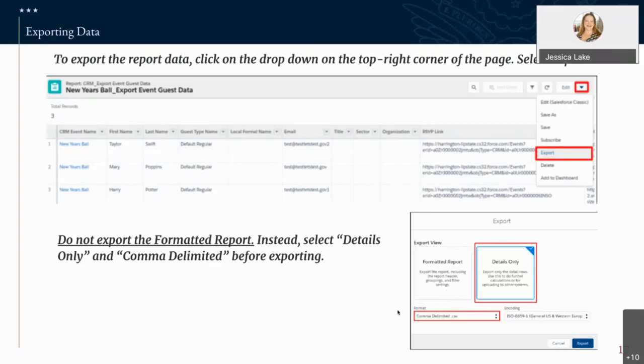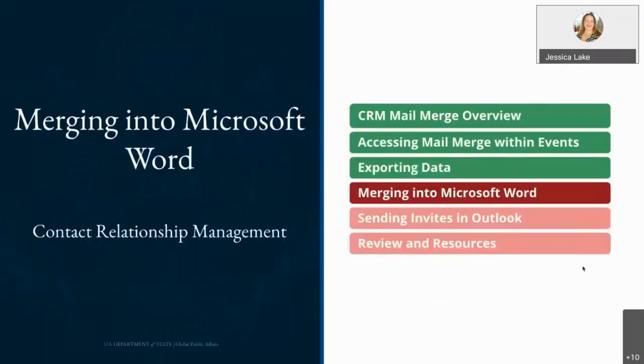So formatted reports, garbage. Only maybe if you wanted to attach it to some sort of message to your supervisor, or share it outside of CRM with people who don't need to work with the data. That's the only thing formatted reports are good for. But especially for this, you want to choose the details only report. You also want to choose the comma delimited CSV file format before you download, because that's going to be important for your mail merge process.